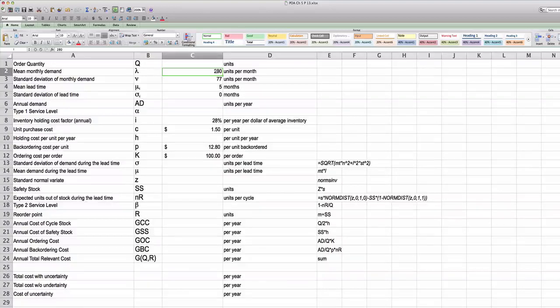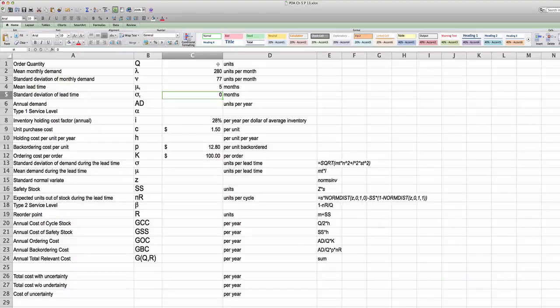All that matters for us in terms of the analysis is we need demand and lead time information, which we have here. So lambda is 280 units per month. The standard deviation of demand is 77, so that tells us that demand is in fact a random variable. And we're going to assume here that it is normally distributed. The lead time is 5 months and constant. We know it's constant because the standard deviation of lead time, sigma sub tau, is 0.